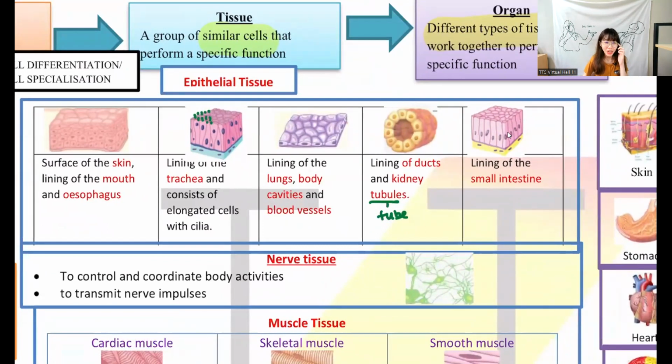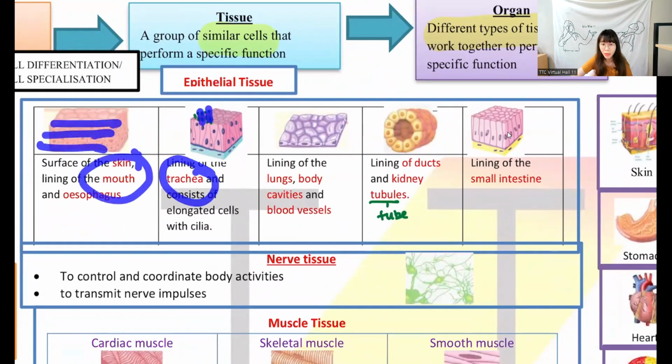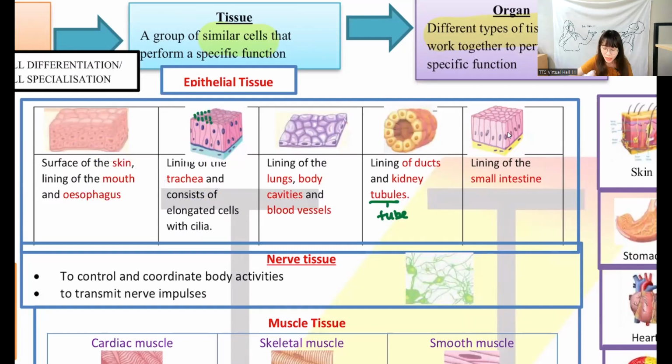Okay, so we have 5 different tissues over here. Every tissue has its function, but they have no names, so you have to recognize the diagram. If it's layer by layer, it's skin, where they are able to maintain body temperature. If they have hair, it can be found in the trachea because they want to trap dust particles. If it's one cell thick, they can carry out gas exchange. If it's kidney tubule, they are able to form urine. If it's small intestine, they are able to digest and also absorb nutrients.